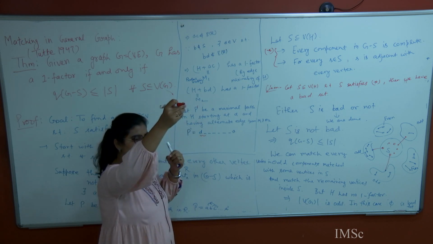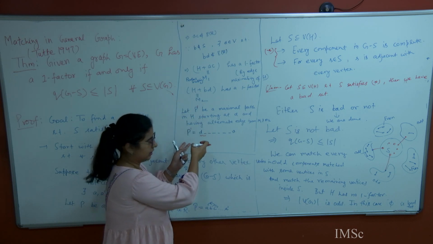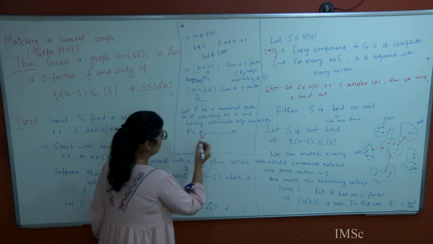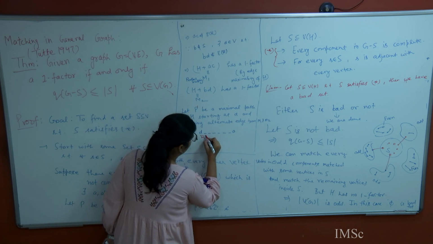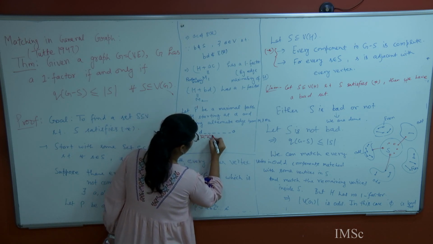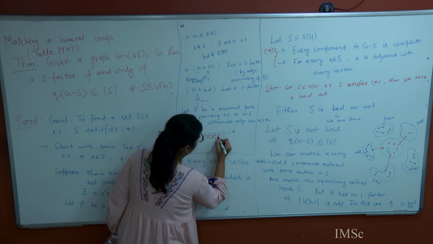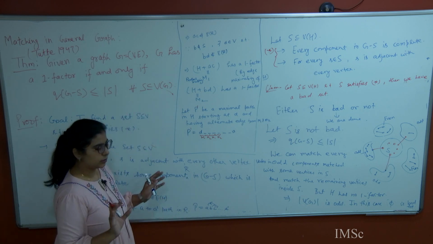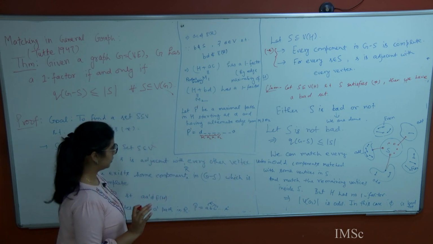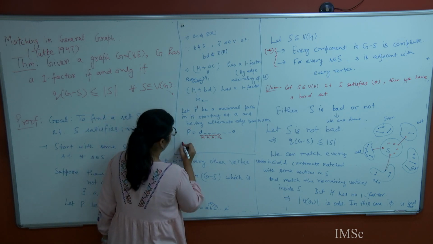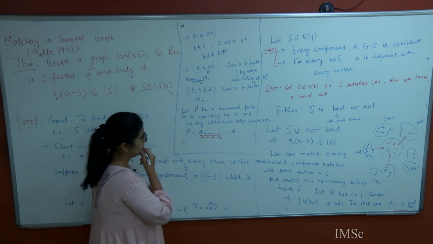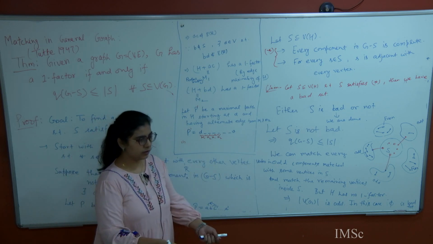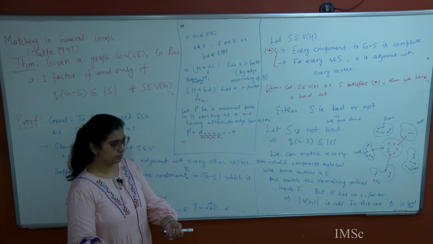The BD edge is not present in this P. So that means this first edge belongs to M1, then this is in M2, this is in M1, like this, and this path ends at V. This is a maximal path, you are not able to extend it further. Okay. So now we have two cases. Look at the last edge of this path. Either it belongs to M1 or M2, right?